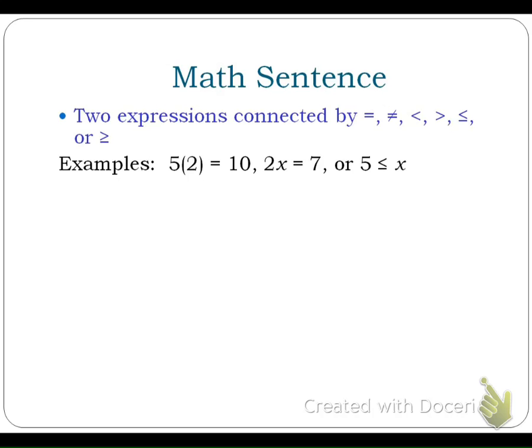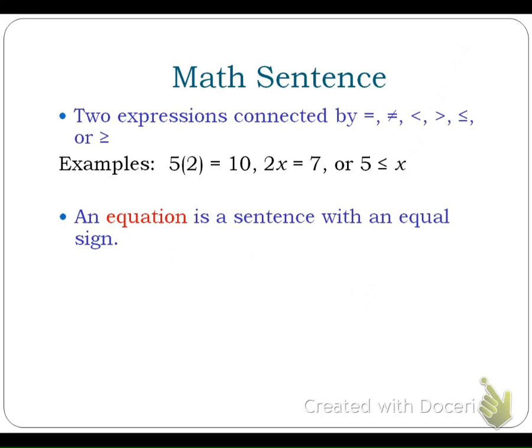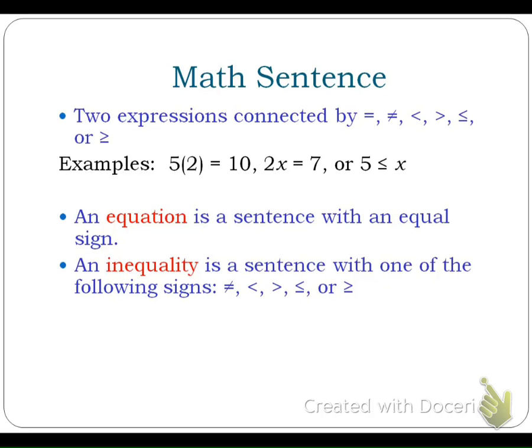Now, math sentences are usually described by which type of math sentence you have. You don't generally hear somebody talk about math sentences. Instead, you hear one of these two words. An equation. An equation is a math sentence that contains an equal sign. An inequality is a sentence with one of the following symbols, either the not equal to sign, sorry, the less than, greater than, less than or equal to, or greater than or equal to symbol. So your two types of math sentences are either an equation or an inequality. In this course, you're going to learn how to solve equations and inequalities.